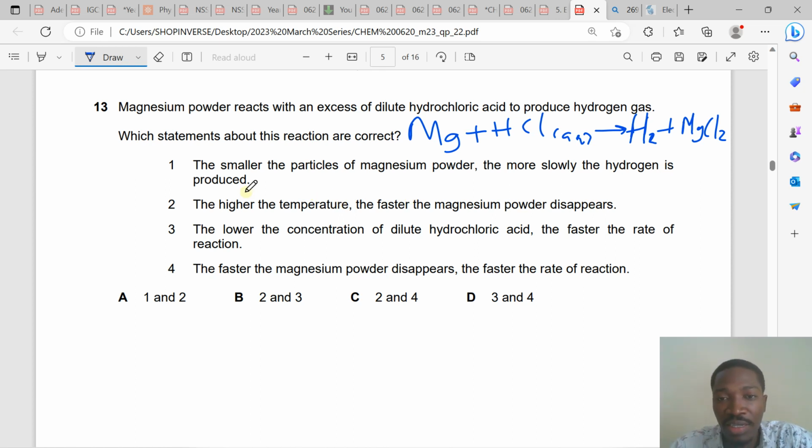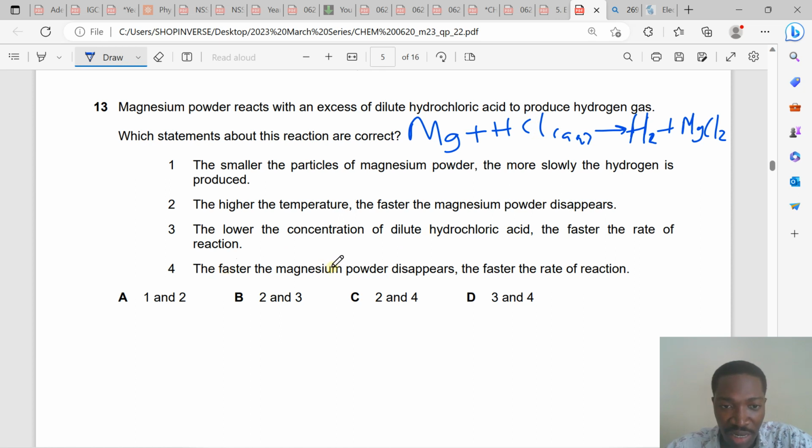No, when you are making the particles smaller, then you are increasing surface area. That hastens the reaction because there will be more surfaces in contact. So this is not correct. The higher the temperature, the faster the magnesium powder disappears. Yes, higher temperature hastens collision and it makes the reaction more vigorous. So this is correct. The lower the concentration of dilute hydrochloric acid, the faster the rate of reaction. If you are reducing the concentration of the reactant, then the reaction will be slower, it won't be faster. So this is not correct.